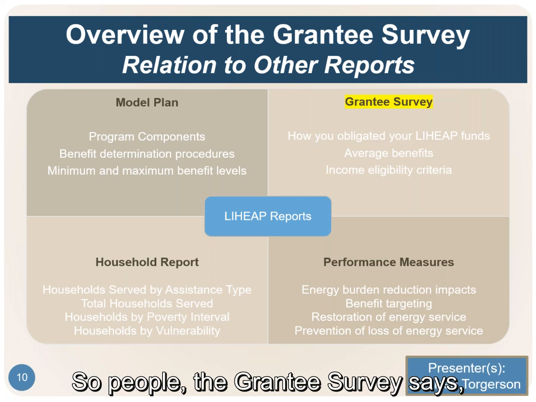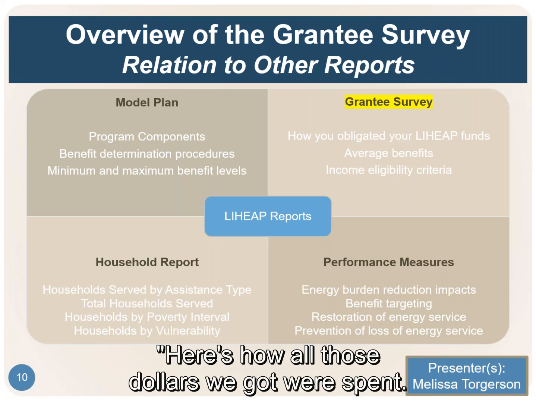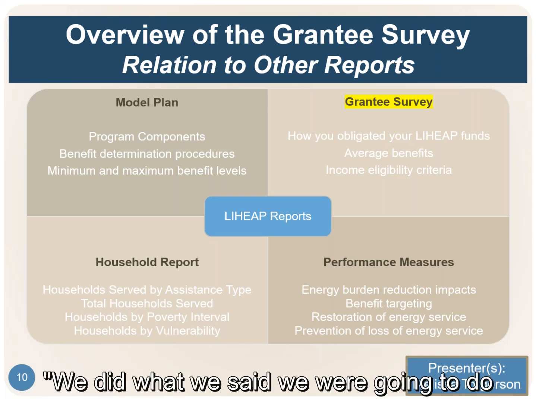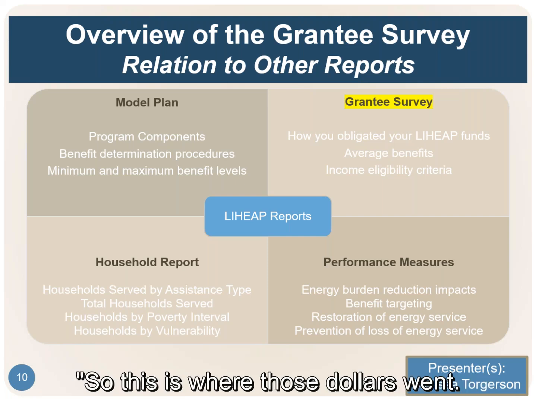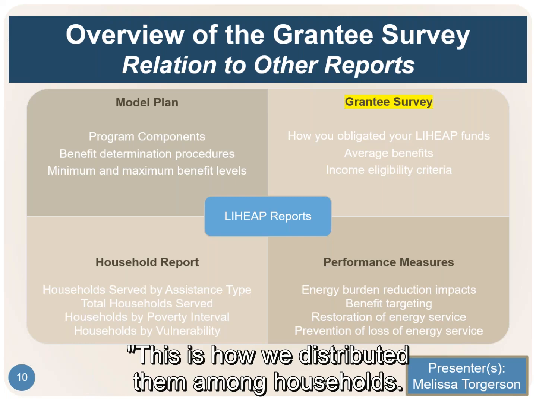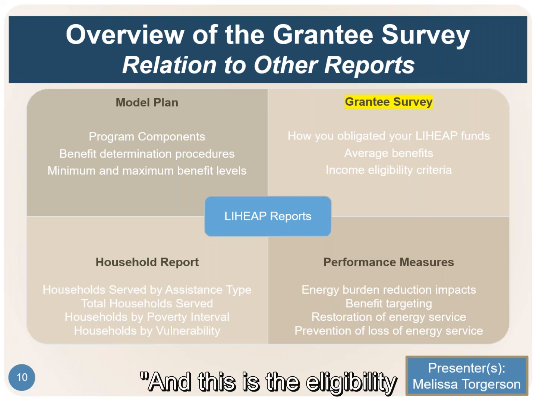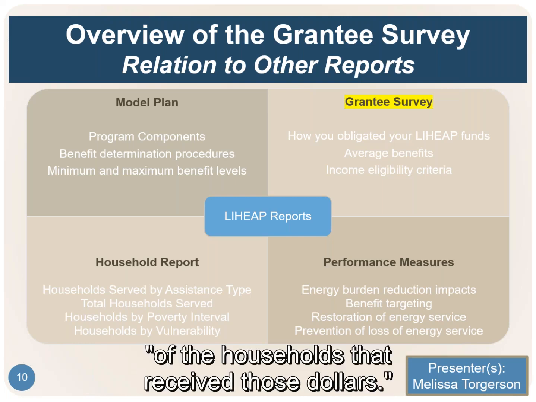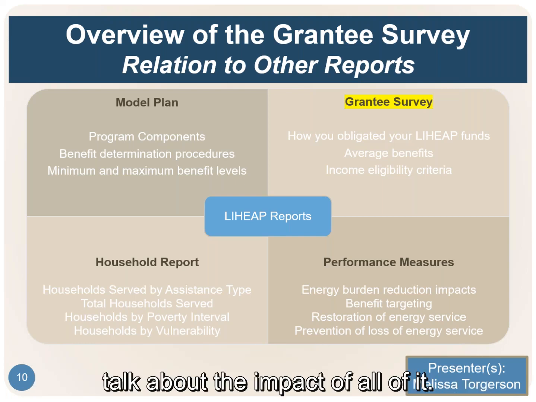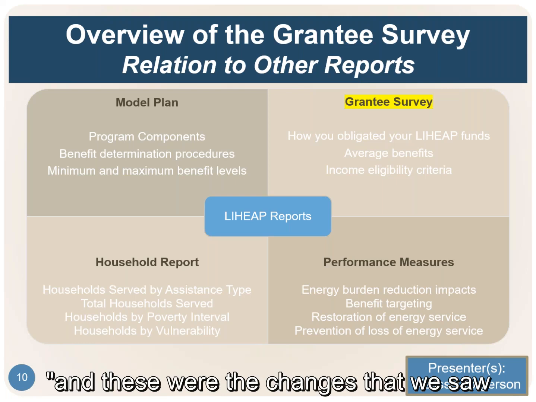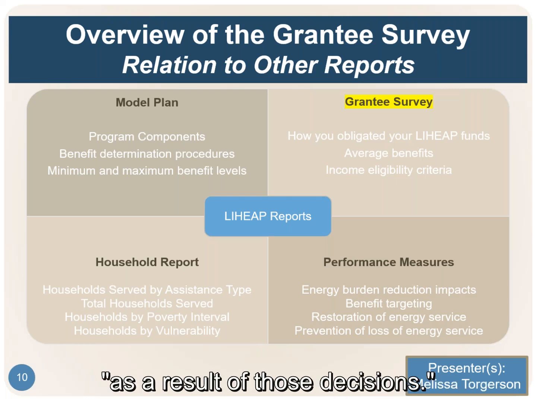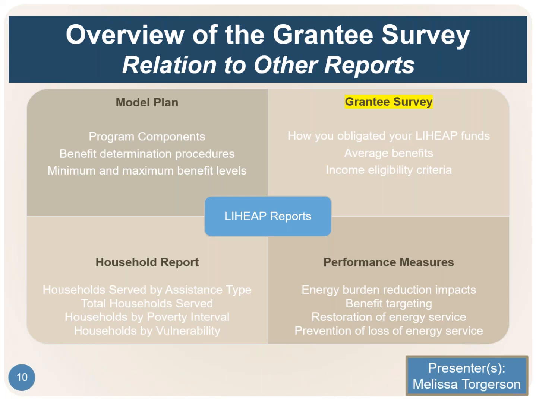The grantee survey says, here's how all those dollars we got were spent. We did what we said we were going to do, or we didn't do what we planned on doing. So this is where those dollars went. This is how we distributed them among households, and this is the eligibility of the households that receive those dollars. And then performance measures, of course, talk about the impact of all of it. So we put our money here, we served these people, and these were the changes that we saw as a result of those decisions.